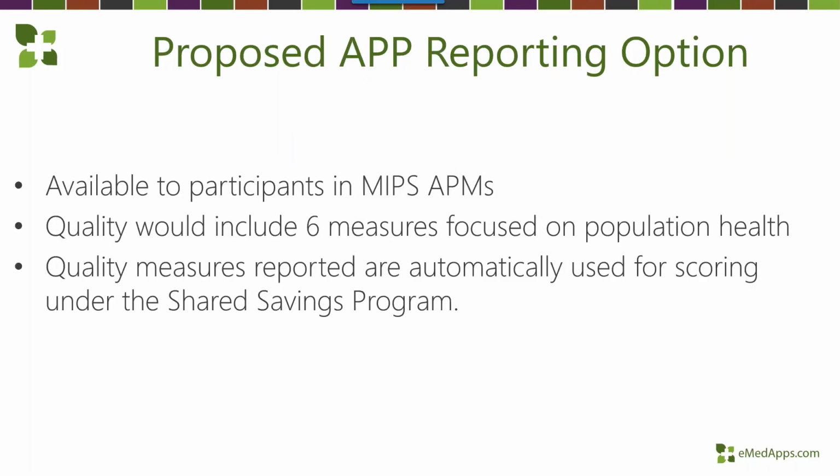Proposed APP reporting option. This is available for those of you that are participating in a MIPS APM. This would include 6 measures, and they're all focused on population health. And these specific quality measures that are reported are automatically used for scoring under the Shared Savings program as well. So you're kind of fulfilling two needs in one with this proposed APP reporting. Next slide.